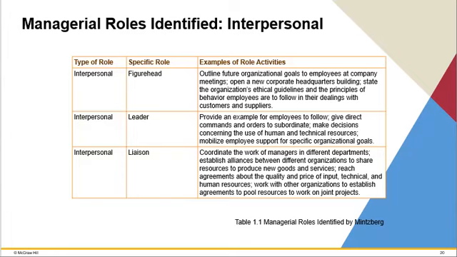Alright, dan kita ada leader, provide an example for employees to follow, give direct command and orders to subordinate, make decision concerning on how to use the human and technical resources, mobilizing employee support for specific organizational goal.